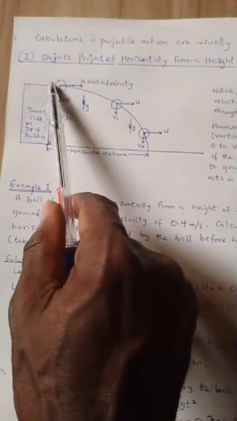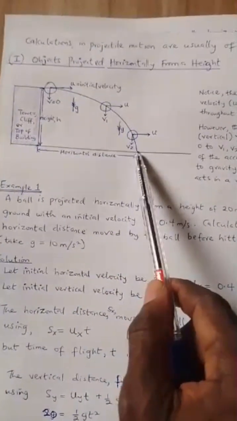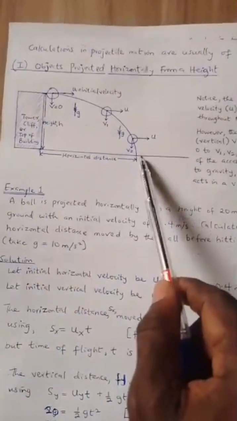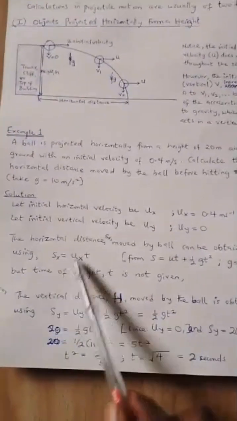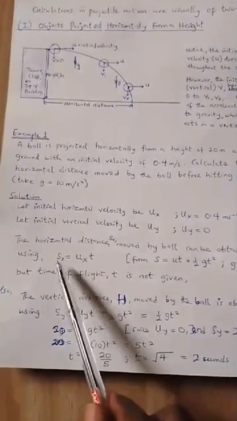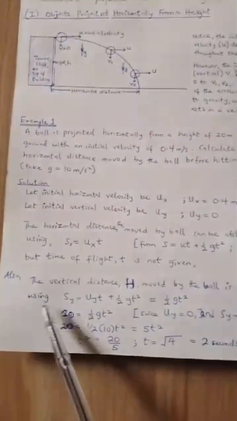So all of this initial velocity is the same initial velocity at this point. Throughout the journey, ux does not change. But time of flight is not given, otherwise we could have just slotted it in and found our horizontal distance. So we need to find time.